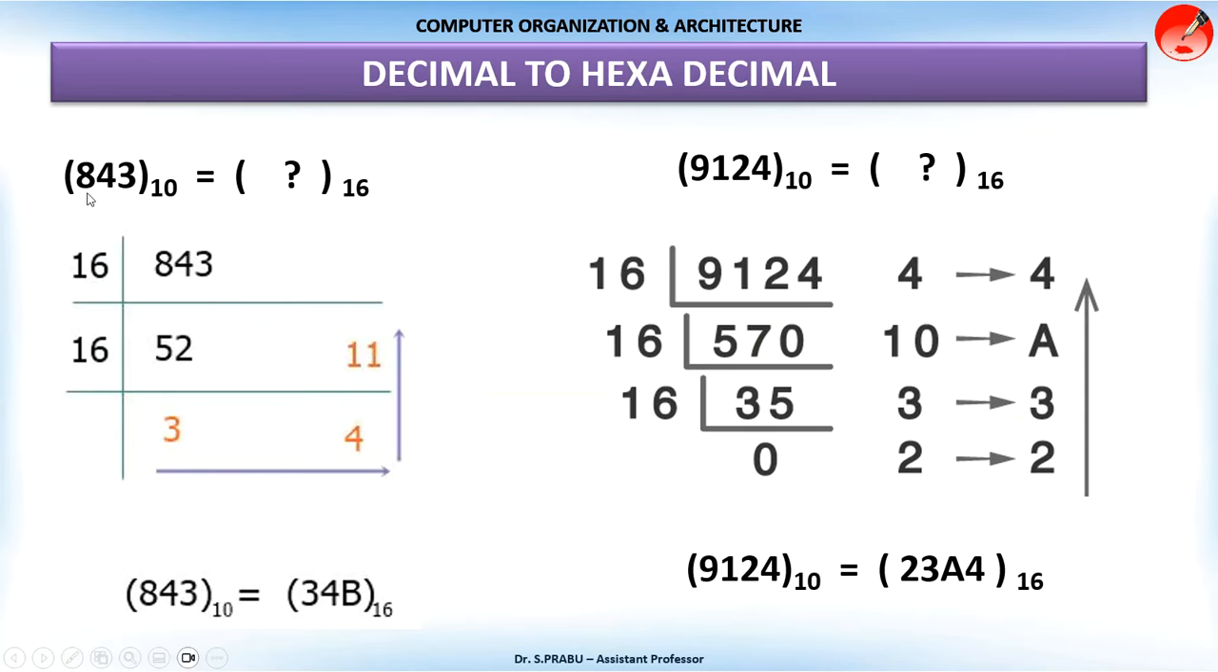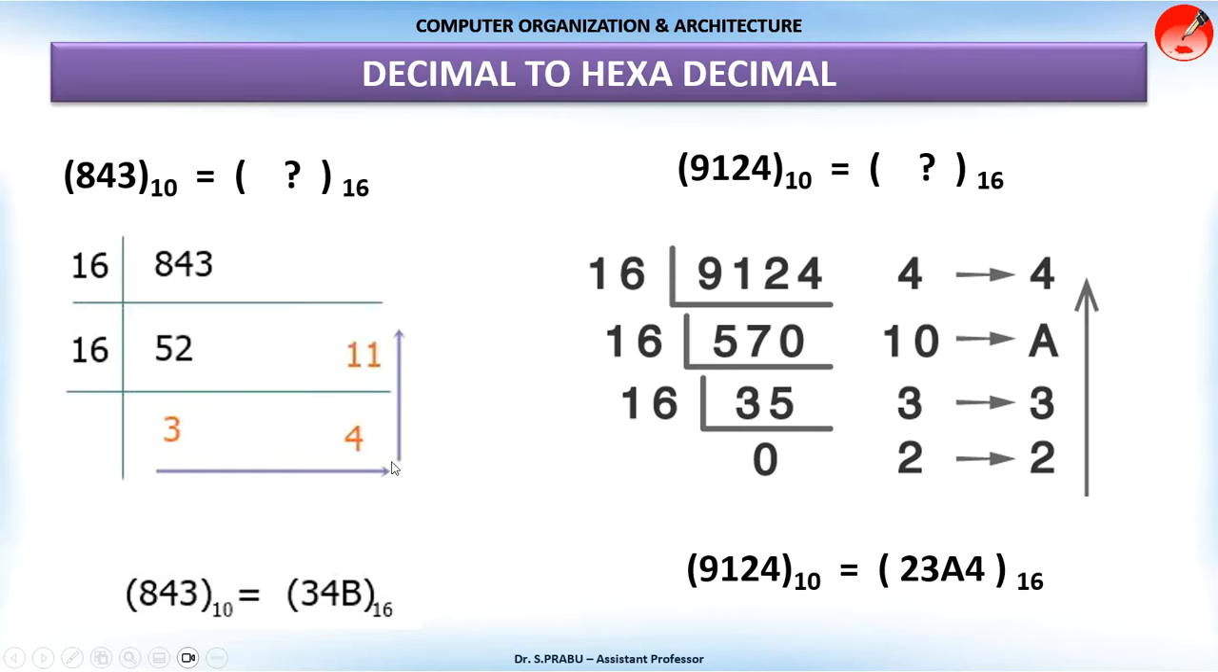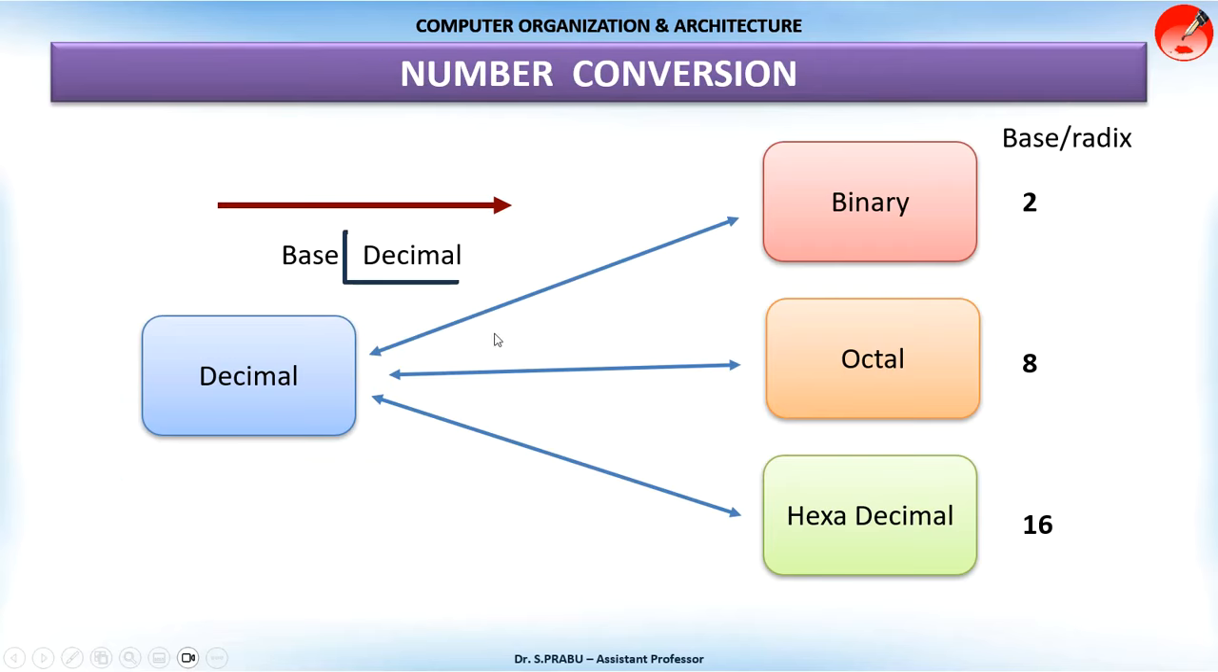In the third problem, divide 843 by 16, write the quotient here and write the remainder here. Again repeat this process, and you get 3 as the quotient and 4 as the remainder. Write the result in this manner. So 3 is the first digit, 4 is the second digit and 11 is the third digit. The decimal number 11 is represented as B in hexadecimal, so it can be written like this. Up to this, we learned how a decimal number can be converted into binary, octal and hexadecimal.